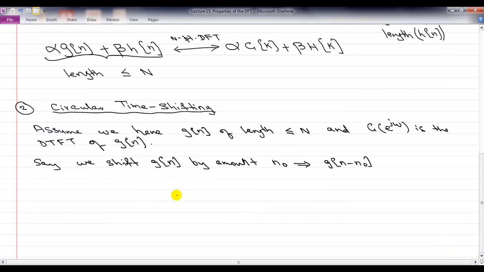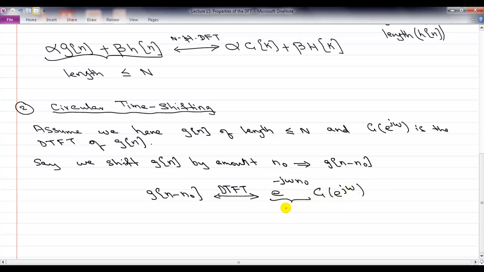What effect does it have on the discrete time Fourier transform? So what is the discrete time Fourier transform, DTFT, of g of n minus n naught? So the DTFT of that is e to the minus j omega n naught, G of e to the j omega. And what is this thing? This is basically a phase shift of minus n naught times frequency omega. Right? So shifting in time creates a shift in phases of the frequencies.